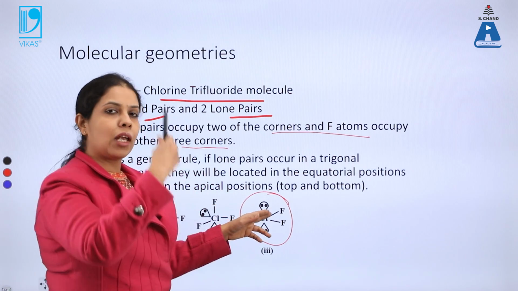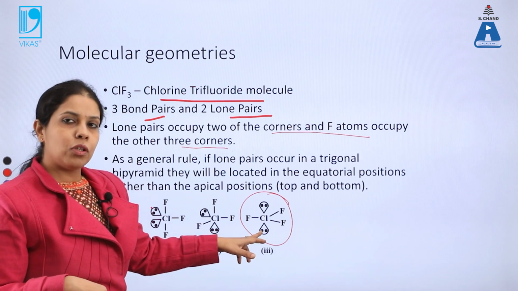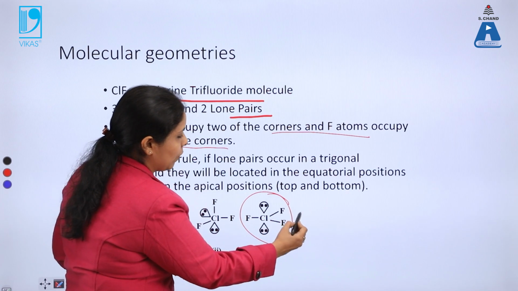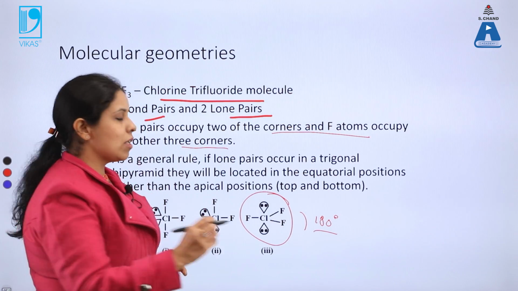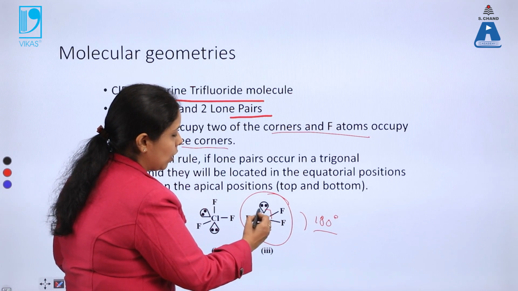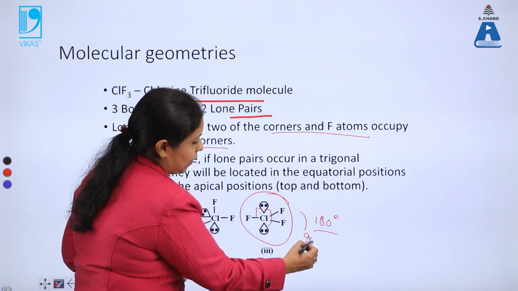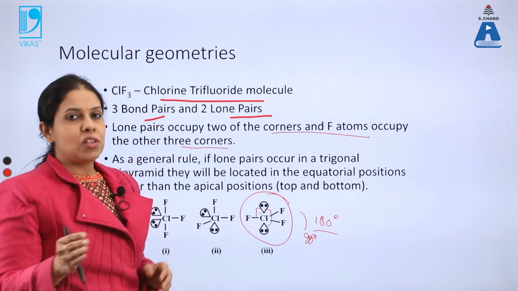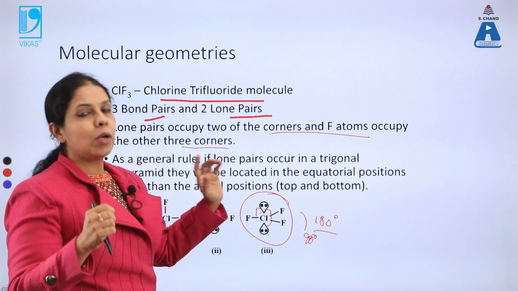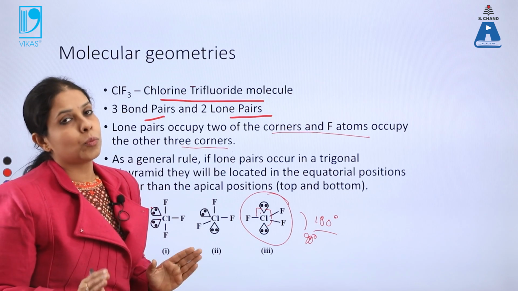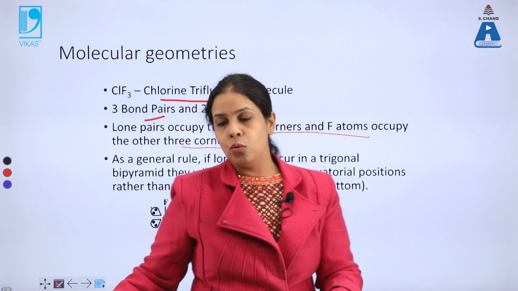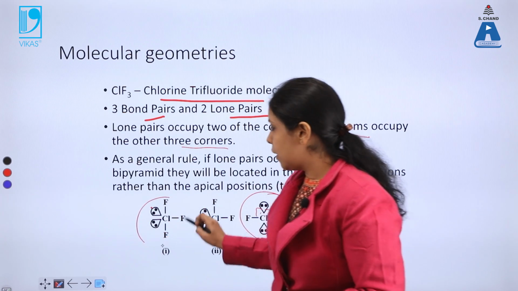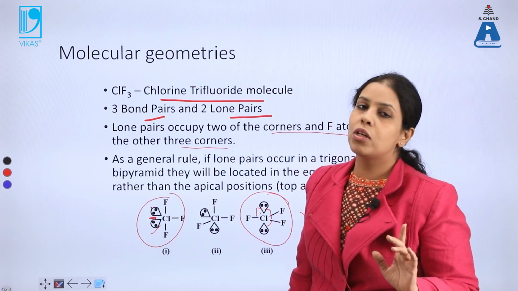So one lone pair can be on the top side, and the other on the bottom side, so the angle between the lone pairs would be 180 degrees. But the situation is this, that the angle between all these would be 90 degrees. Lone pair repulsion is more, but bond pair repulsion also has to be considered. So that's why, it's a general rule, whenever lone pairs are there, they will occupy the equatorial position.